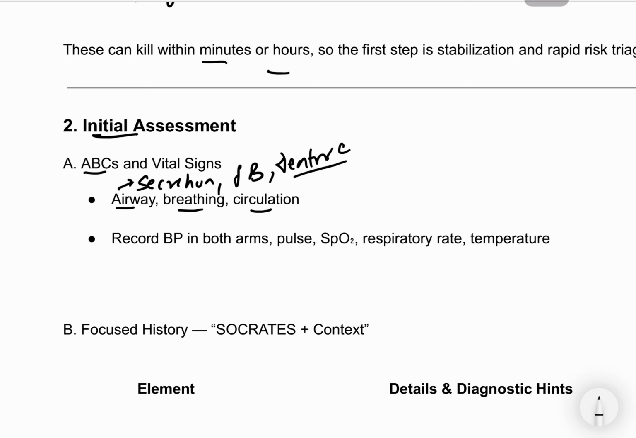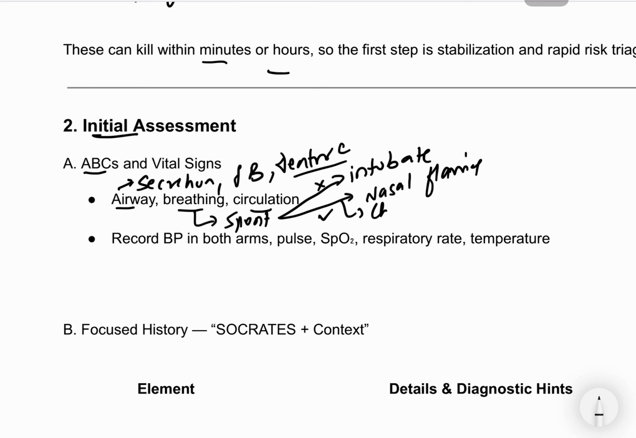Talking about breathing, we have to look if the patient is spontaneously breathing or not. If the patient is not spontaneously breathing, then we might need to intubate that patient. If the patient is spontaneously breathing, then we have to look at the pattern of breathing, shallow breathing or deep breathing. We can also look at nasal flaring and chest rise. This we have to notice.